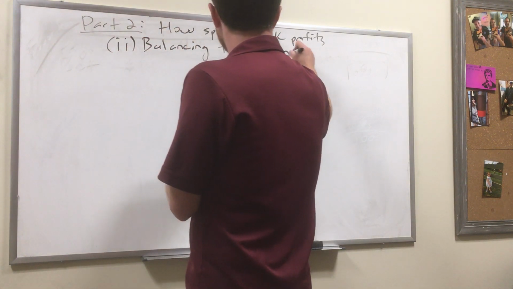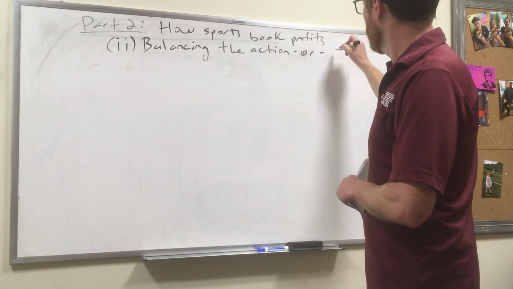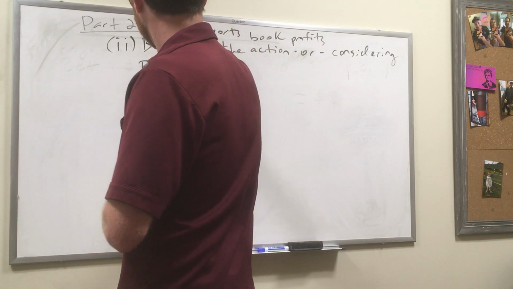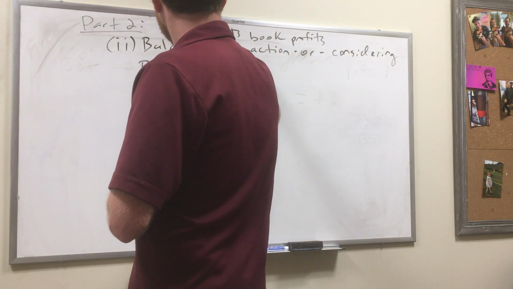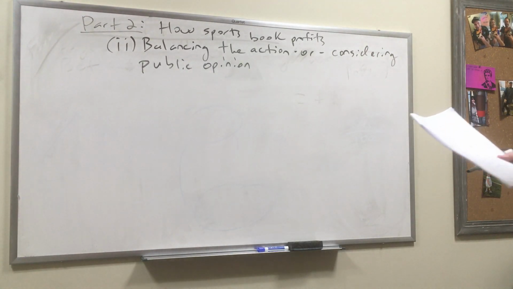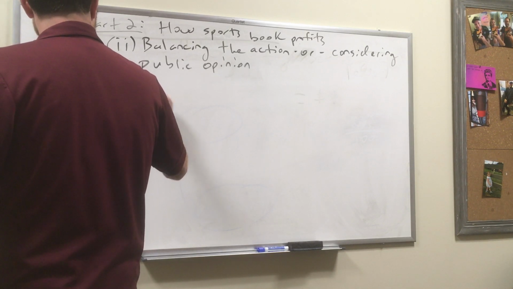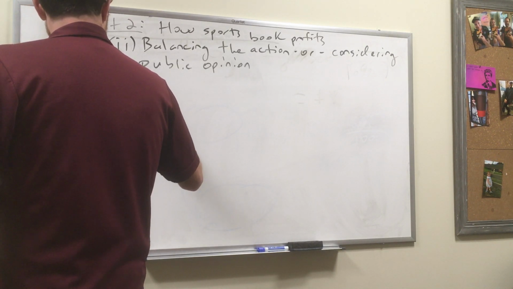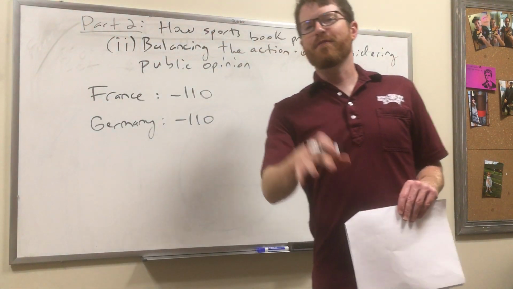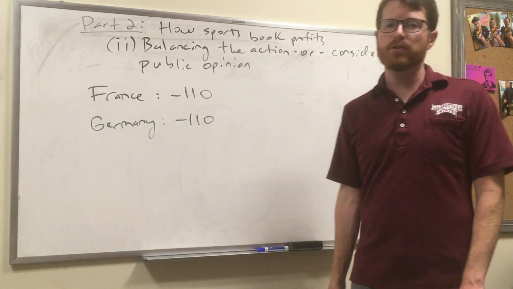What we're going to talk about now is balancing the action, or in other words, considering public opinion. Okay? So let's say that France is playing Germany in soccer. And people are just betting on which team they expect will win. For you soccer fans out there, let's assume this one can't end in a tie, so it's either going to end with a France victory or a Germany victory.